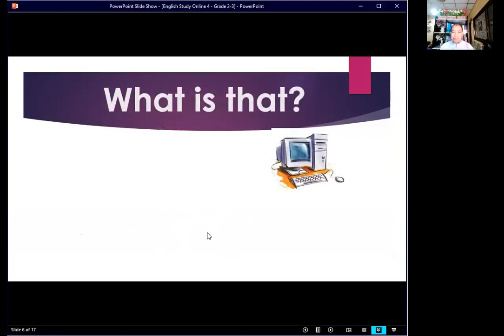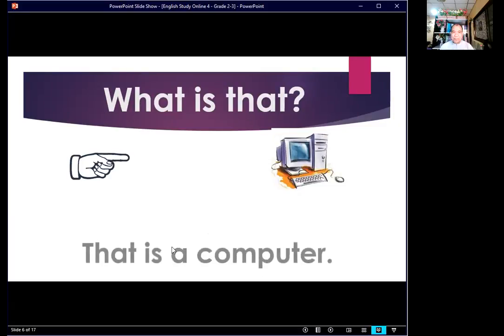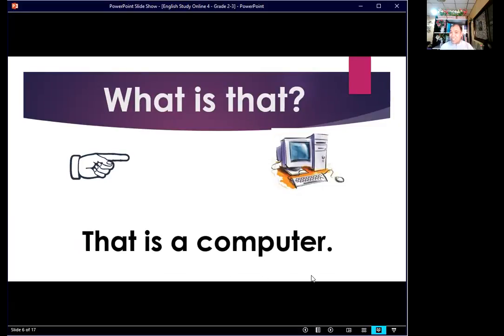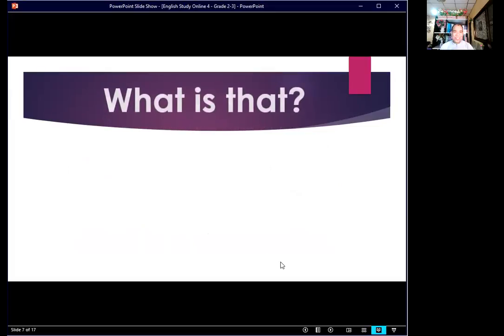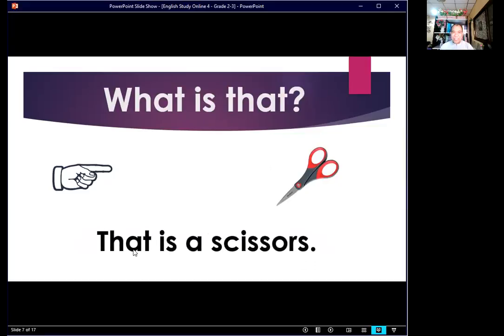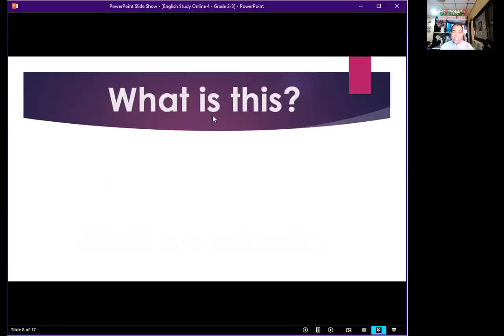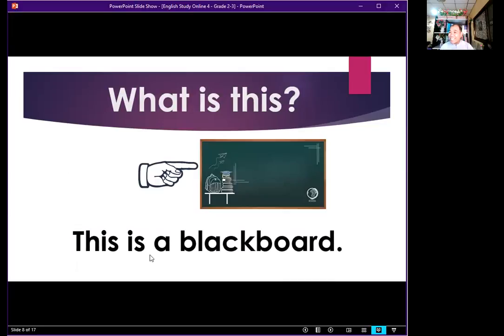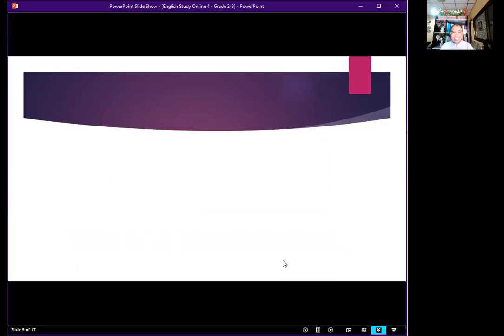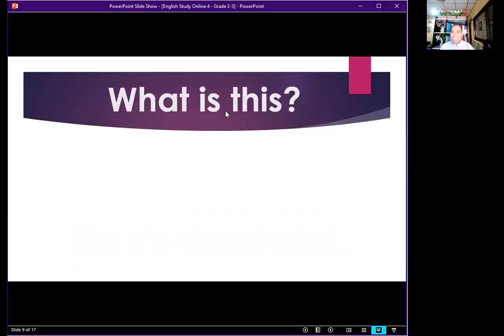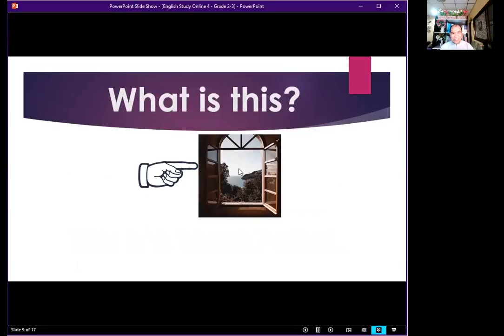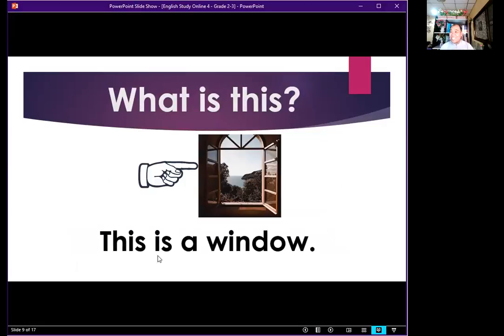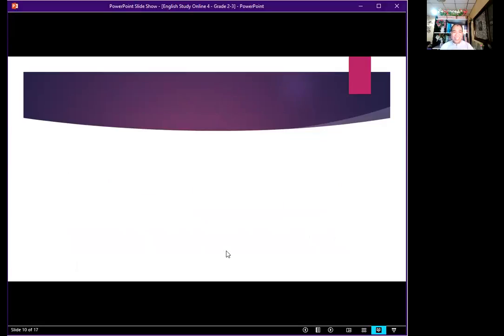What is that? That is a computer. What is that? That is a scissor. Okay. What is this? This is a blackboard. What is this? This is a window. Okay, that's right.